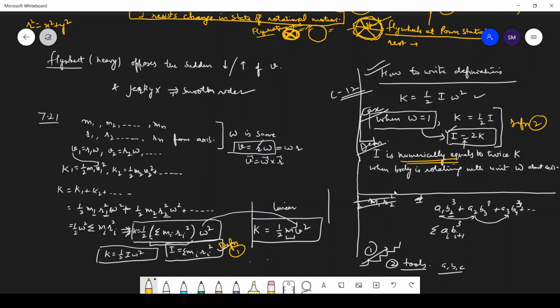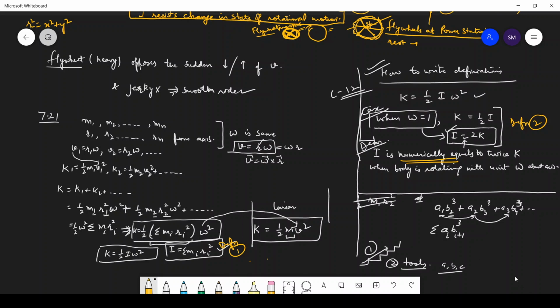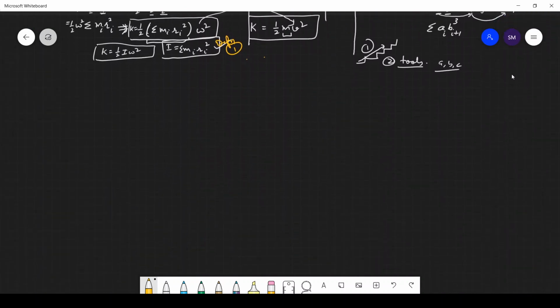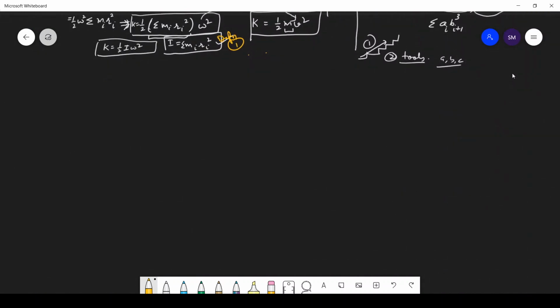Okay, now we have another term which is radius of gyration. So what is radius of gyration?